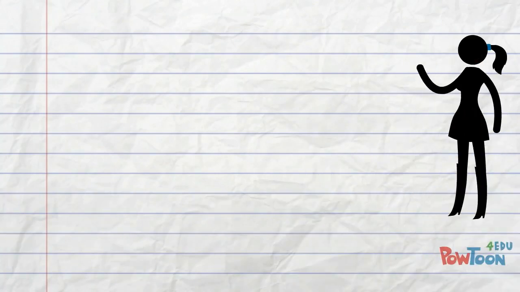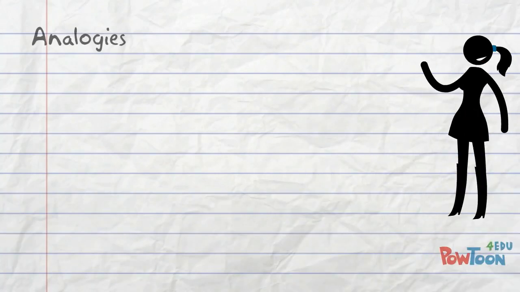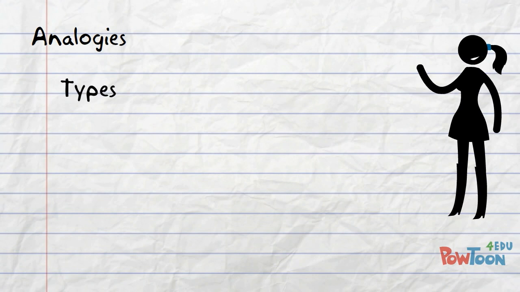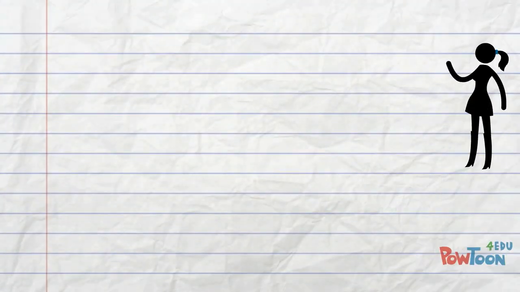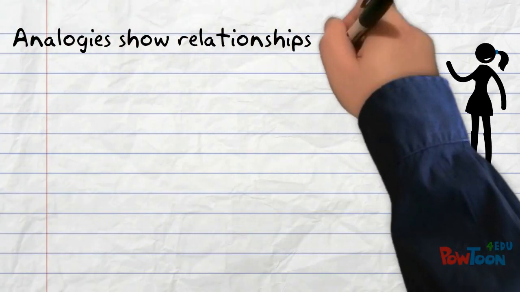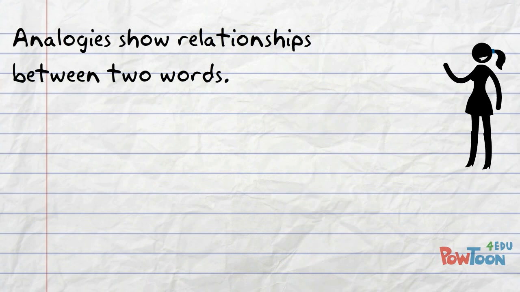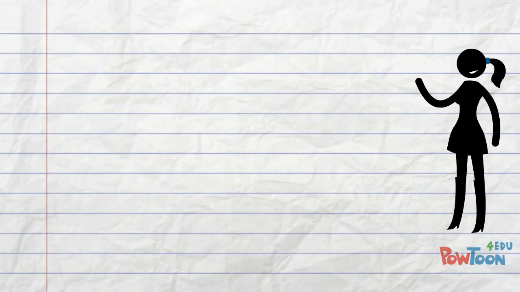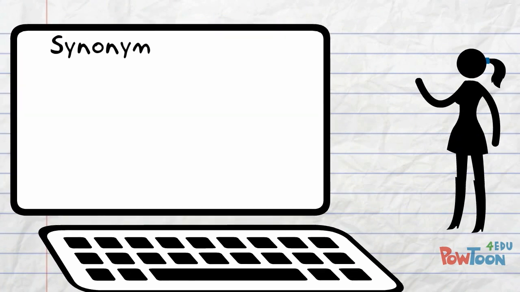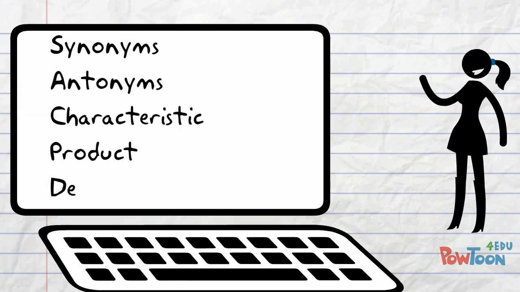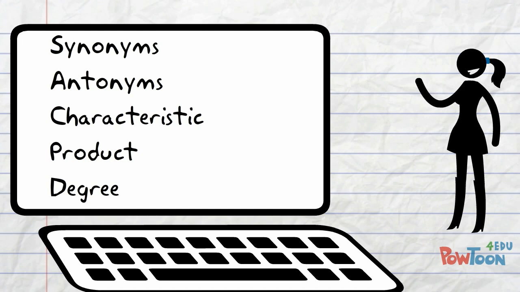Hi, today's video is going to focus on analogies, the different types, how they're constructed, and how to create them yourself. First, you need to know what an analogy is. Basically, the point of an analogy is to show a relationship between two words. There are 5 types of relationship that we'll be focusing on with our analogies today, and they are synonym, antonym, characteristic, product, and degree, although there are many more.